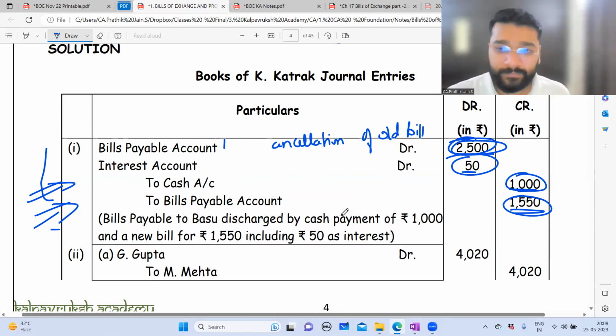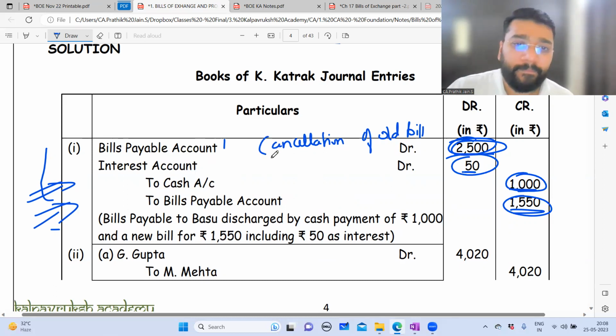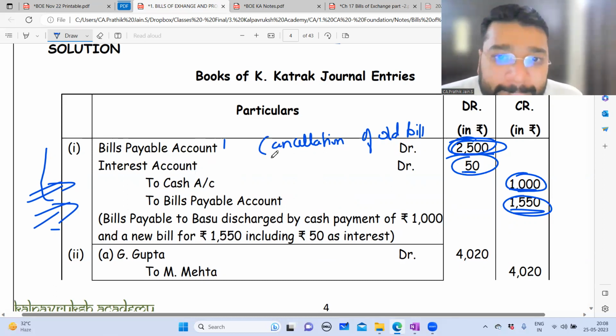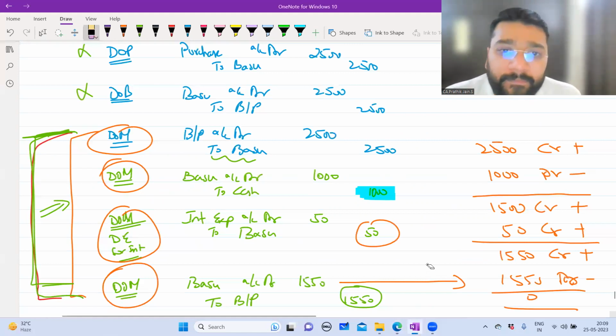Sir, till now, in the sums that we have done, cash payment or cash received just affects the debtor's or creditor's account individually. I was not sure if it can directly go to bills payable and bills receivable. See, ideally, it is not expected.